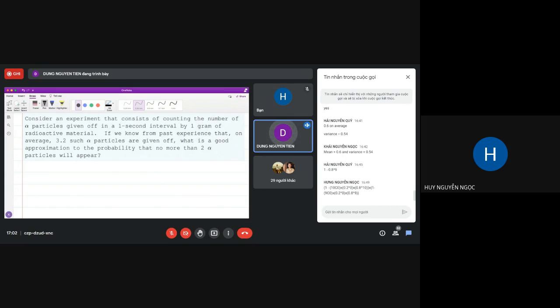Okay, let's consider this example. Consider an experiment that consists of counting the number of alpha particles given off in a one-second interval by 1 gram of radioactive material. If we know from past experience that on average 3.2 such alpha particles are given off, what is a good approximation to the probability that no more than 2 alpha particles will appear?